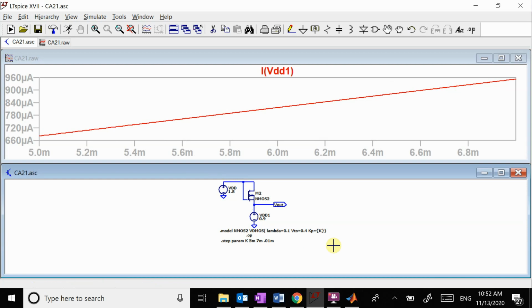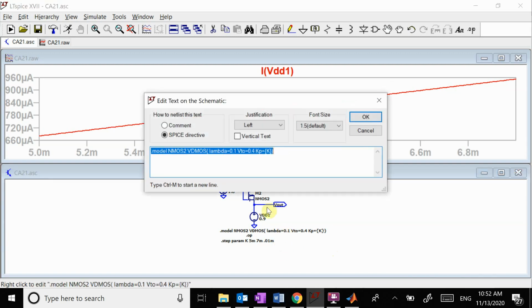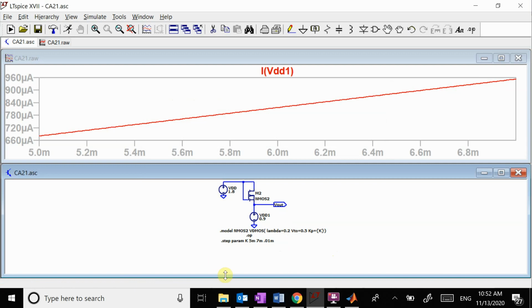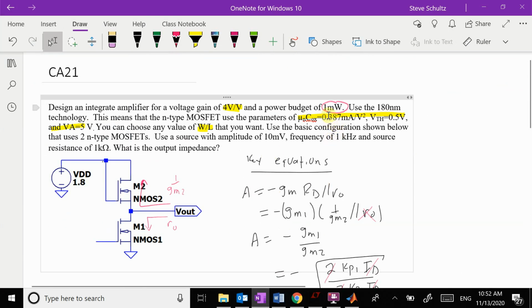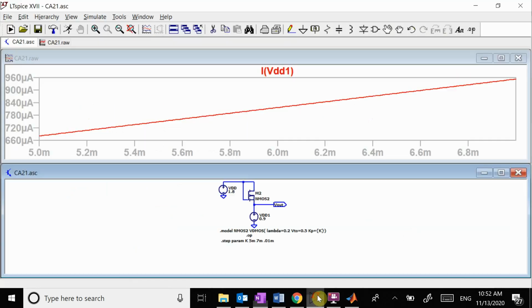Okay, so this ran wrong. I noticed that I had the lambda in wrong. This is 0.2 for lambda. VTO was 0.5, and then the KP. Okay, let's go back and check all of those parameters. So we have the KP we're adjusting, the threshold of 0.5, and the VA is 5, which means the lambda is 1 over 5. Okay, so now we are going to run this.